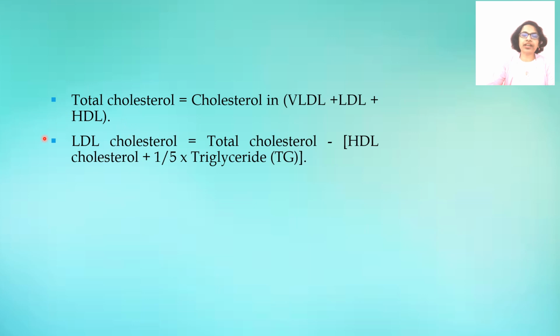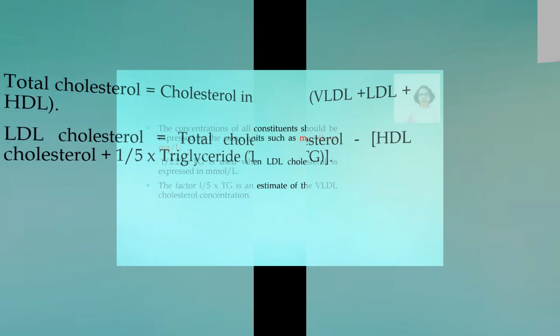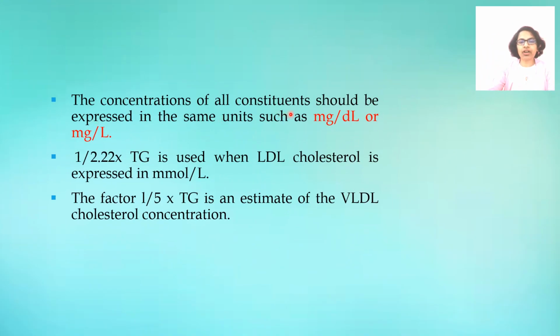So if we need the LDL value, LDL cholesterol is equal to total cholesterol minus HDL cholesterol plus 1 by 5 into triglycerides. The concentration of all constituents should be expressed in the same units, such as milligram per deciliter or milligram per liter. 1 by 2.22 into triglycerides is used when LDL cholesterol is expressed in millimole per liter. The factor 1 by 5 into triglycerides is an estimate of the VLDL cholesterol concentration.